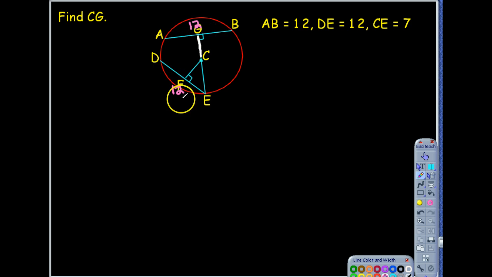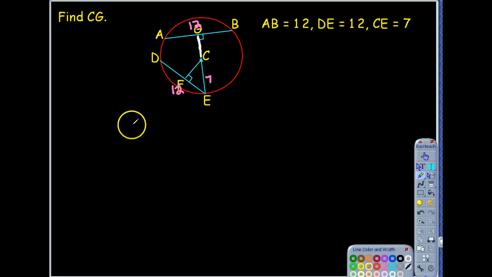What do you notice about those two chords? They're congruent. When the chords are congruent, that also means that the arcs are congruent. We know those things. They also tell me that CE is 7. Now, let's take a look at just some of the information that we've got, and let's talk about it in terms of some of the theorems that we know, because there's a lot of really cool relationships. I'm noticing this problem doesn't say anything about finding the measure of the arcs, so that's probably not going to be helpful.